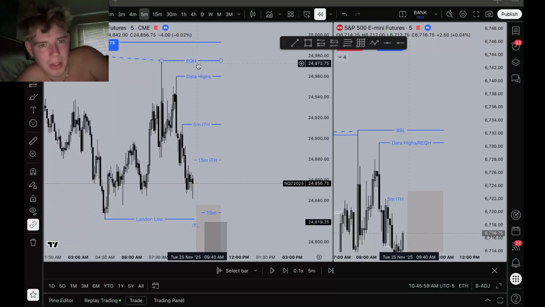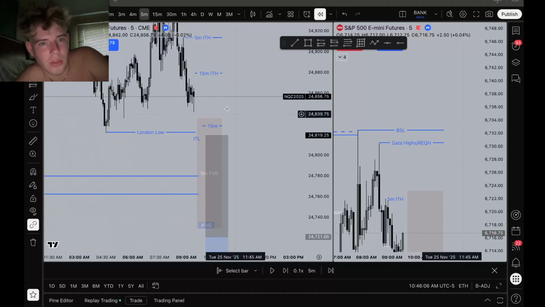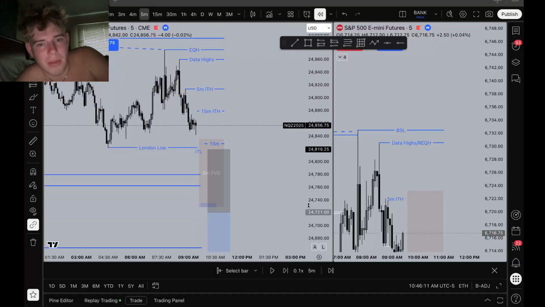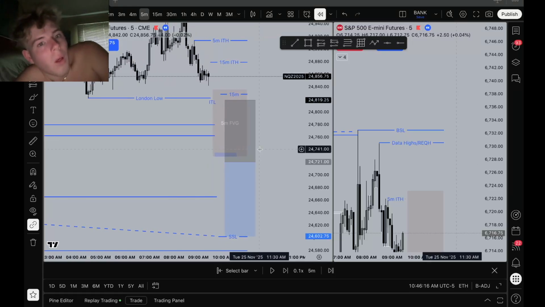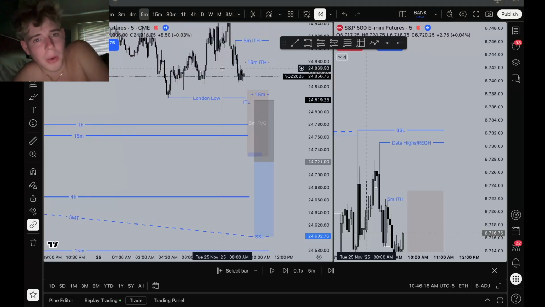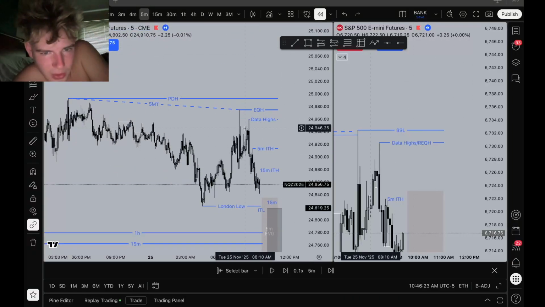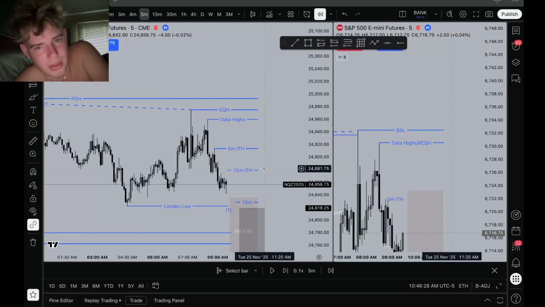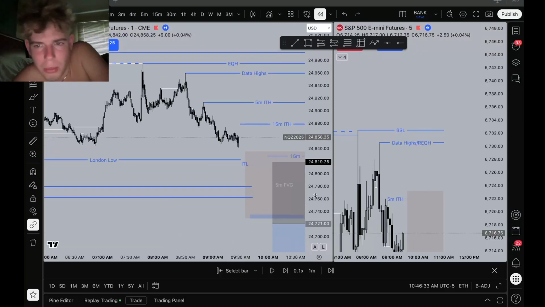So that's what I wanted to see off open. If we displace through this and create a 5 minute, look for longs higher potentially, and vice versa. If we displace to the downside, maybe a 5 minute or 15 minute, look for pullback and continuation shorts. But if we didn't take any of these highs and we take London lows, I'm looking for an immediate reaction for longs. If we don't, like I said, then I'm looking for those continuation shorts.